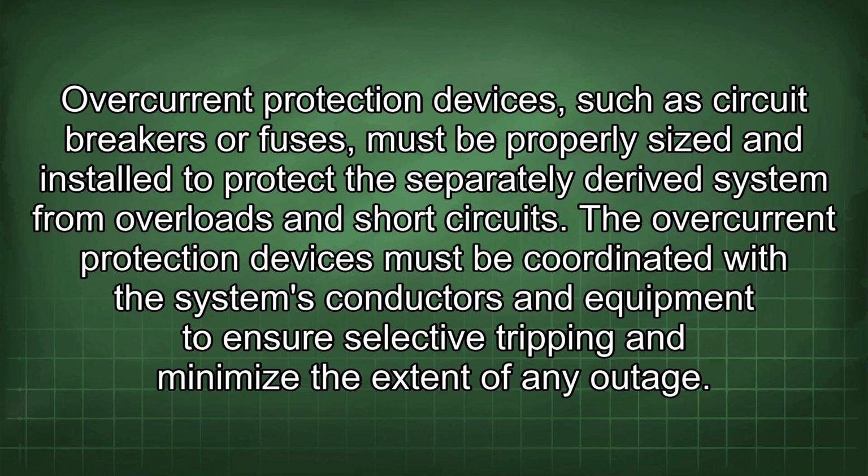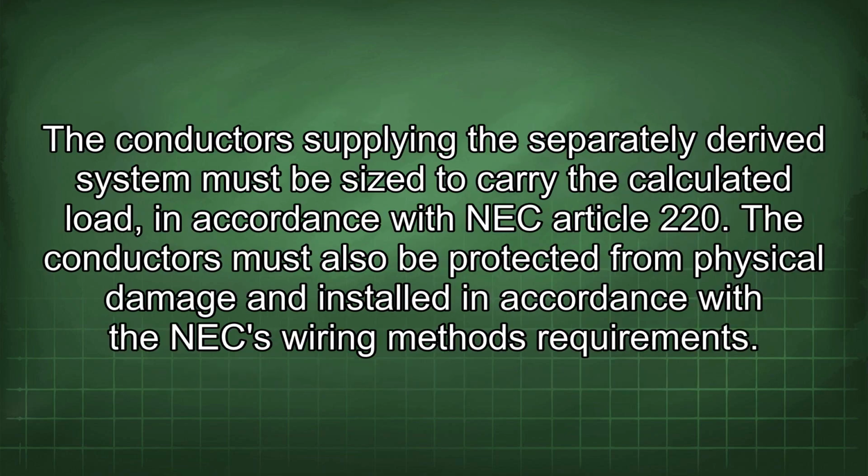Overcurrent protection devices, such as circuit breakers or fuses, must be properly sized and installed to protect the separately derived system from overloads and short circuits. The overcurrent protection devices must be coordinated with the system's conductors and equipment to ensure selective tripping and minimize the extent of any outage. The conductors supplying the separately derived system must be sized to carry the calculated load in accordance with NEC Article 220. The conductors must also be protected from physical damage and installed in accordance with the NEC wiring methods requirements.